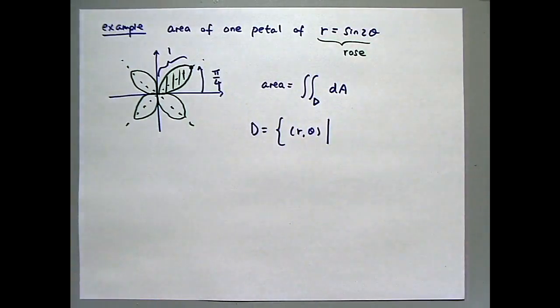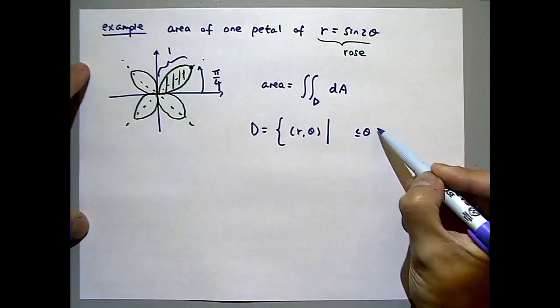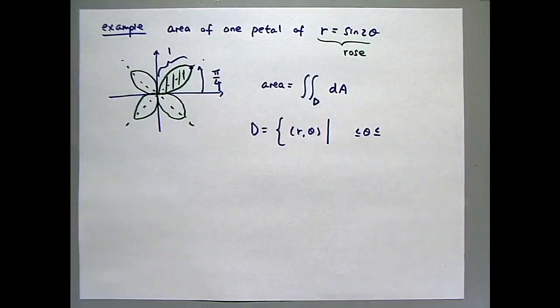All right, so describe the region D. Let's do theta first. What's theta going to do? Where's it going to go? From where to where? That should be easy, right? First quadrant, 0 to pi over 2, yeah?